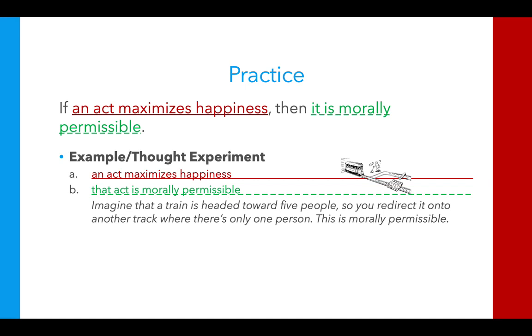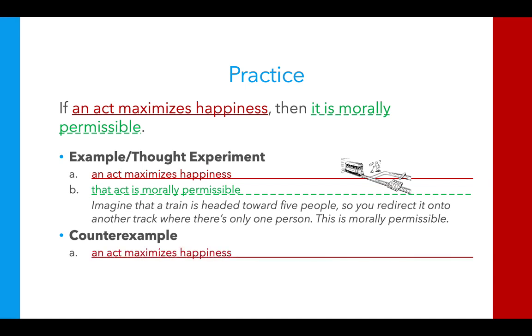Now there's also a famous counterexample to utilitarianism based on a pretty similar example. So again, a thought experiment, a counterexample to this claim is going to be one where the act maximizes happiness, but the act is not morally permissible. So what would an example like this be like? What would a counterexample look like?